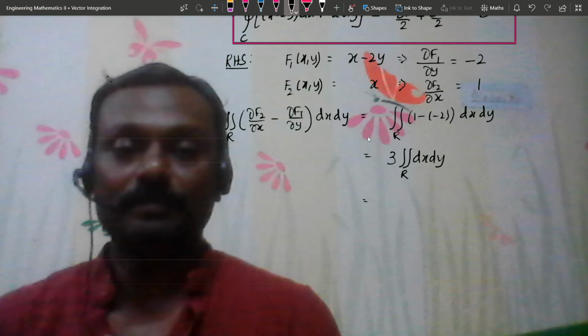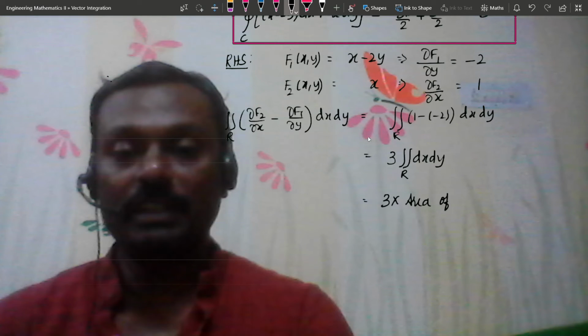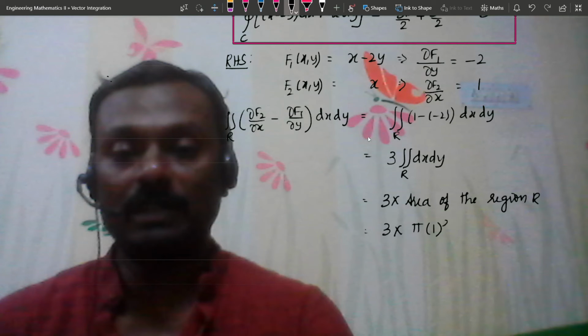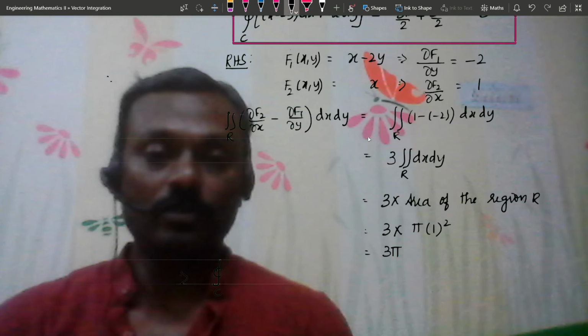Here the region R is the circle x square plus y square equal to 1, that is the circle centered at origin and radius 1. So 3 times the area of the region R is nothing but 3 times the area of the unit circle. So this is 3 pi r squared, radius is 1, so 3 pi 1 squared, which is 3 pi. And already we have got the left hand side to be 3 pi. Now the right hand side is also 3 pi.